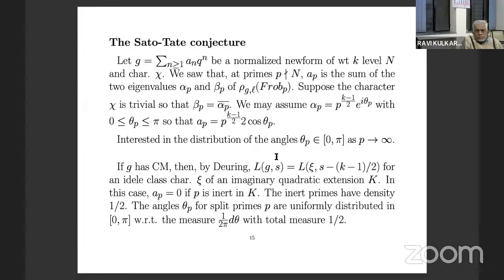So the next conjecture I will talk about is the Sato-Tate conjecture. Again, we have a normalized newform of weight k, level N, and a character chi.